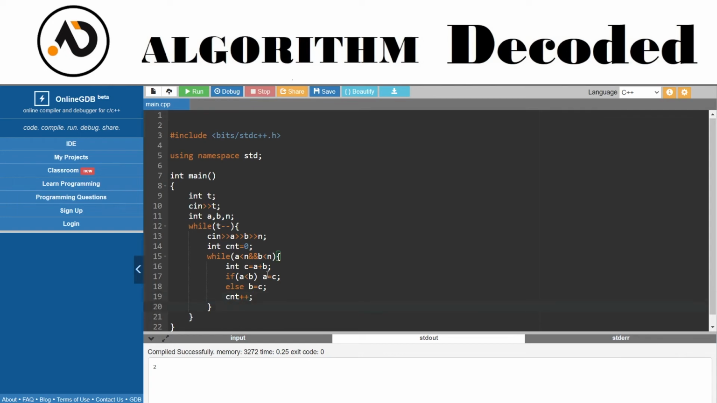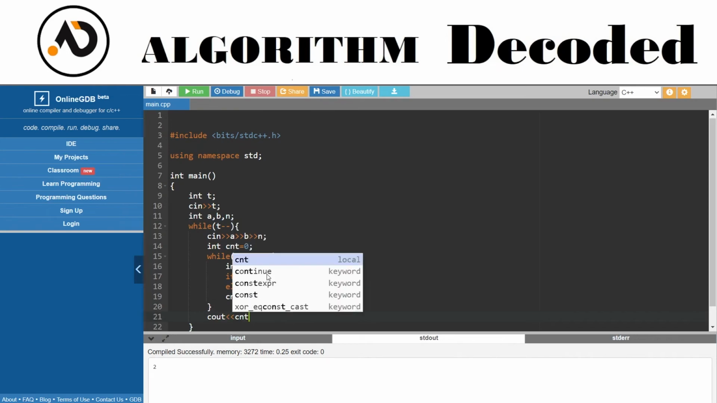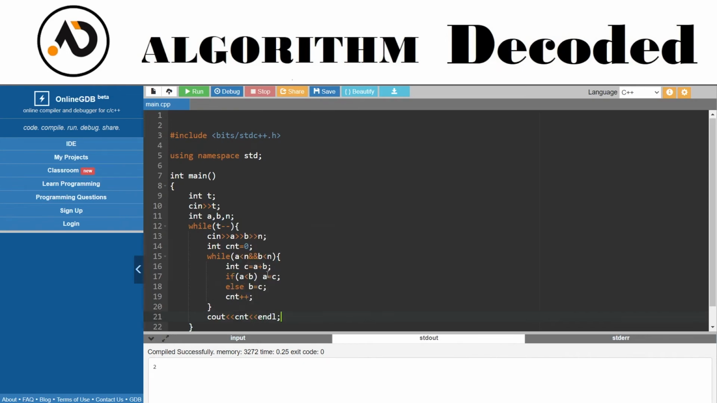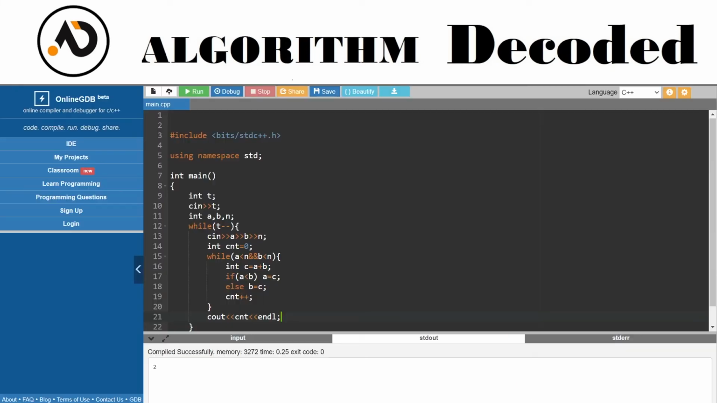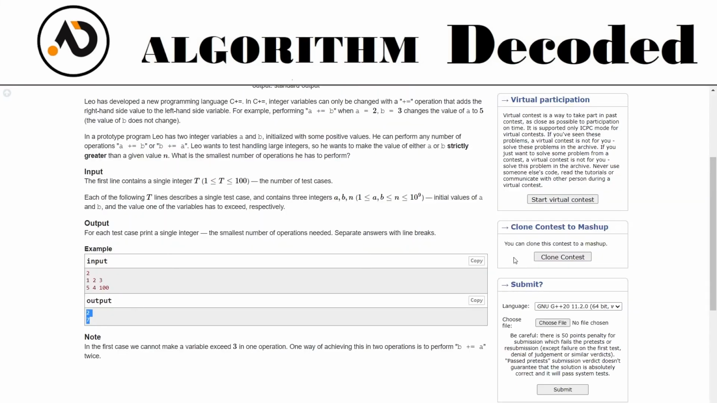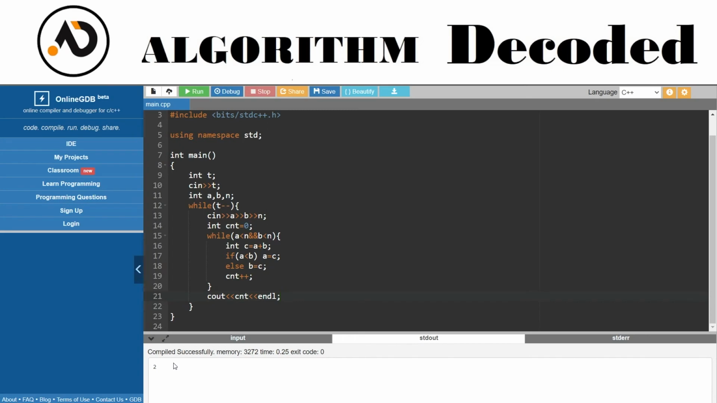Once a is no longer smaller than n or b is no longer smaller than n, we stop, cout the count, and print endl for the next line. That's how we need the output, right? So yeah, that's it. Let's copy the code.